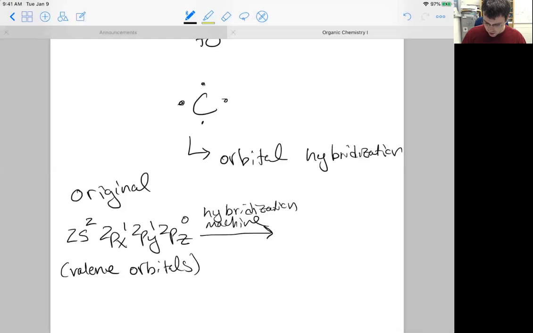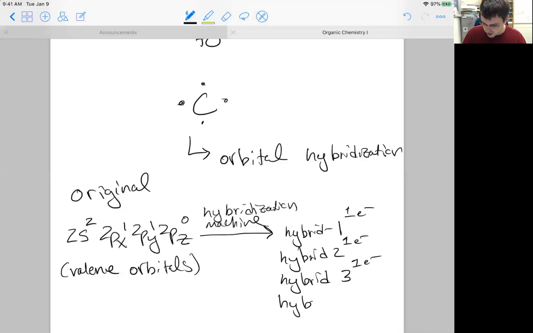Hybridization machine, we're going to get orbital, we're going to get hybrid 1, and we're going to put 1 electron in it. Hybrid 2, we're going to put 1 electron in it. Hybrid 3, we're going to put 1 electron in it. And hybrid 4, we're going to put 1 electron in it.